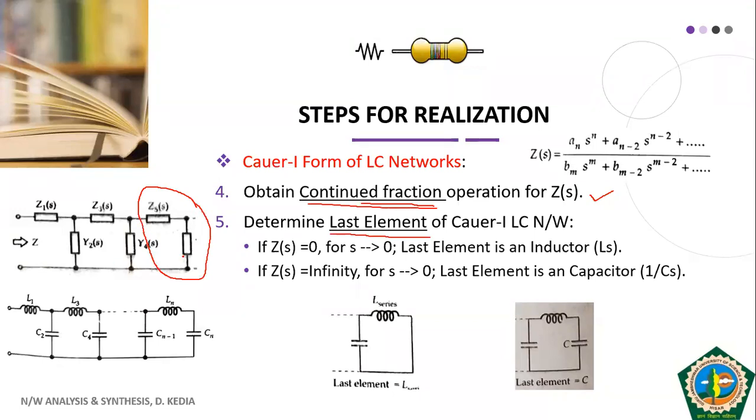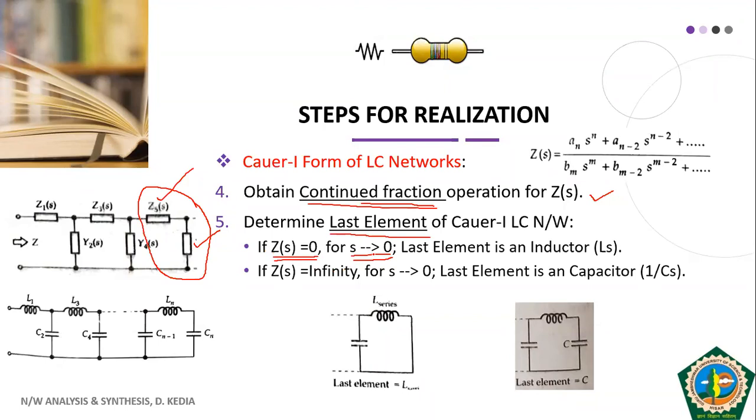Now say this is the final portion of your LC network in Cauer one form. In this final portion, you may have both an inductor and a capacitor, or you may have only an inductor. You will have to find that out from your network function. How can we do that? We will substitute s as 0 in our driving point impedance function. That means if s tends to 0, then we have to check the value of Z(s).